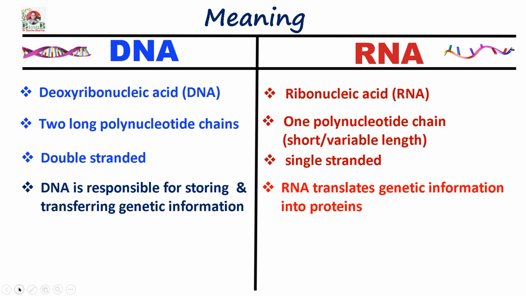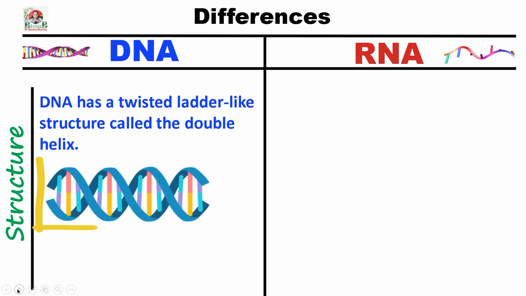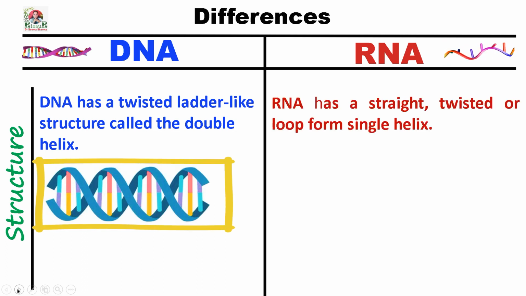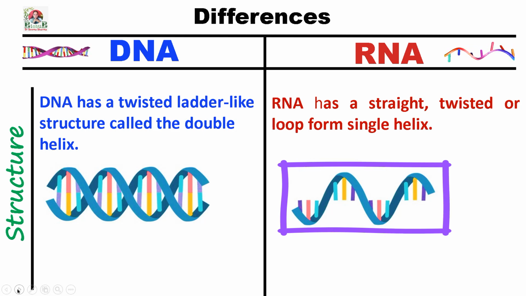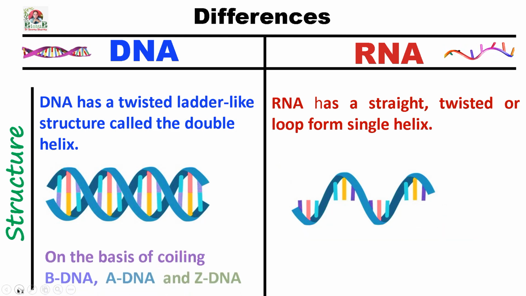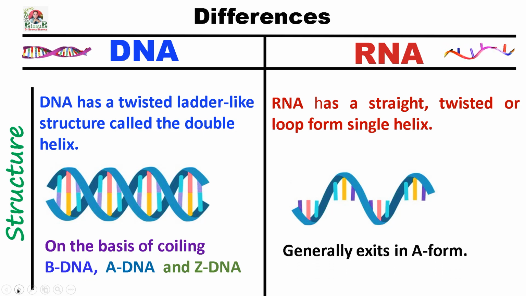Now let's take up the difference in structure. DNA has a twisted ladder-like structure called double helix. On the other hand, RNA has a straight, twisted or loop form single helix. On the basis of coiling, DNA generally exists in three forms and these forms are B-DNA, A-DNA and Z-DNA. And out of these, B-DNA rules the world. On the other hand, RNA generally exists in A form.